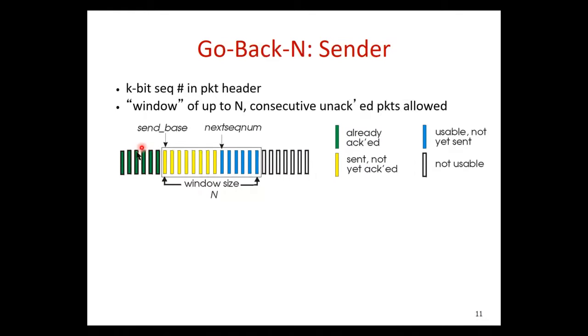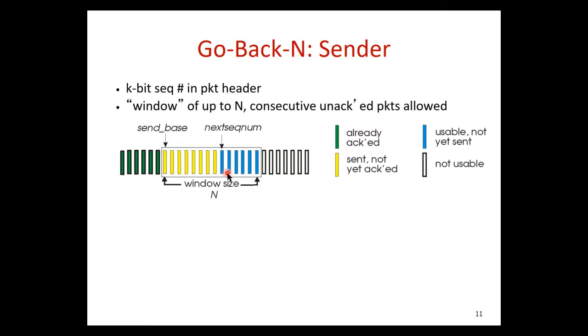So this is the window at the sender side. At the sender side, there are two state variables. One is called send base, and send base is the lowest sequence number in the window. So it's this sequence number. And then we have another variable, which is called next sequence number. That one will be the first sequence number that is usable, not yet sent.